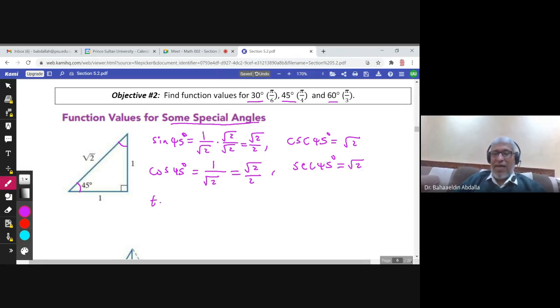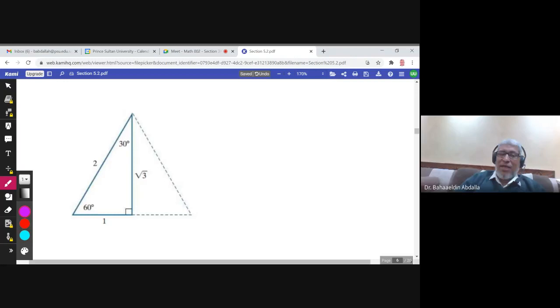Tan 45 is opposite over adjacent, it is 1. And cotan 45 is the reciprocal, which is also 1. And this is the only acute angle with tan equals 1. What about 30 and 60?